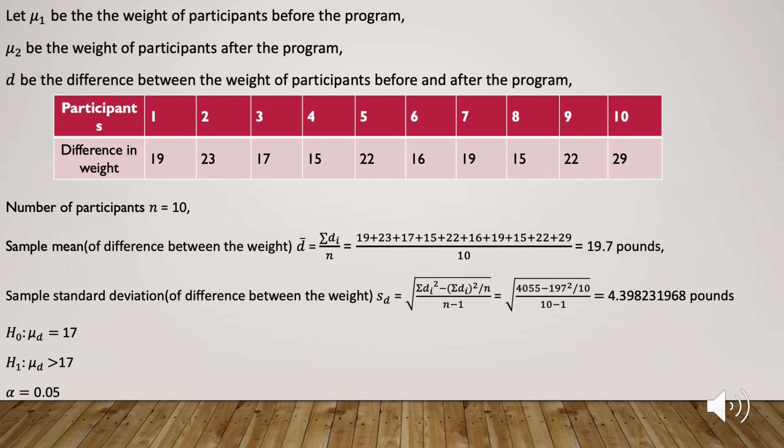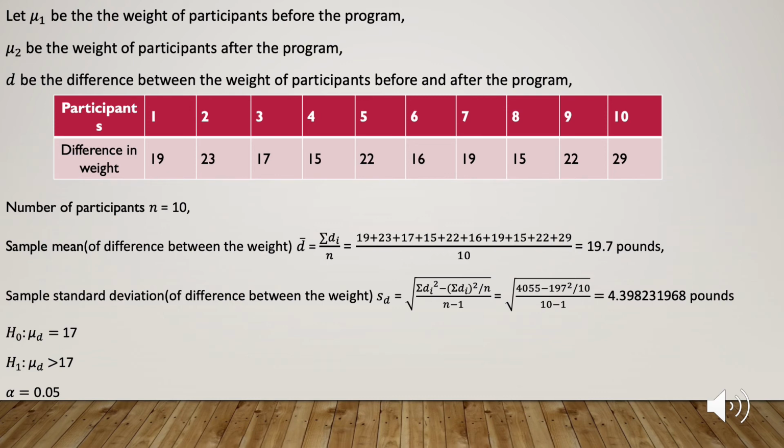And below is the difference in weight of every participant. We have the number of participants n equals 10. The sample mean can be calculated by adding all 10 differences together and dividing by 10 participants, and we can calculate 19.7 pounds.